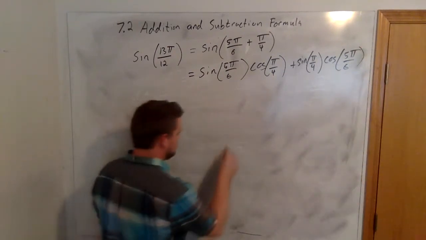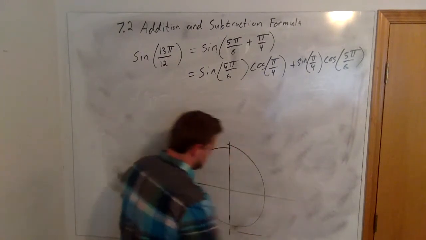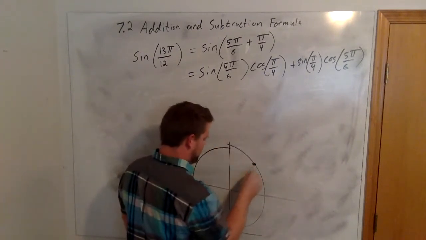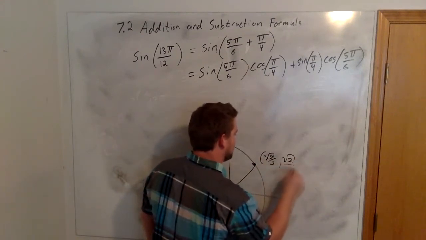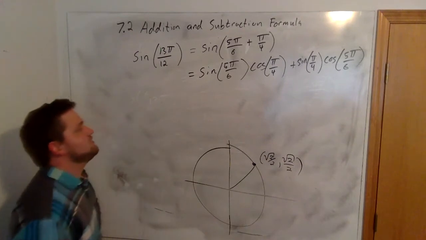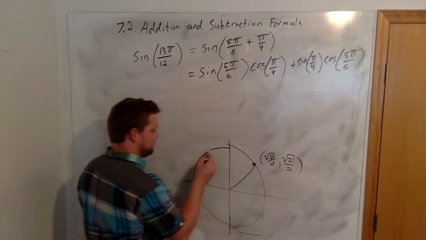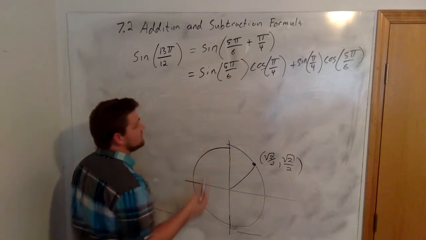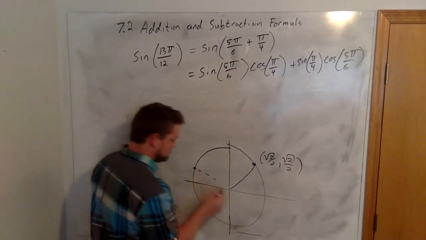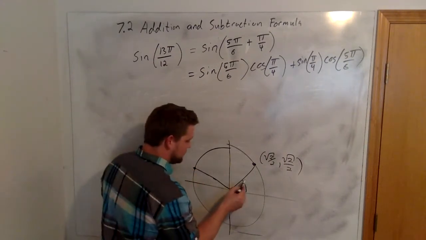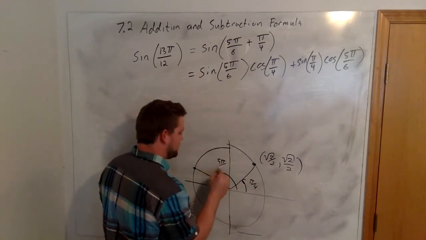Okay, let's think about this on the unit circle. Okay, where are we at? Well, at pi over 4, that's right here. Again, that's root 2 over 2 and root 2 over 2. Okay, 5 pi over 6, where are we at? You could count 5 increments of pi over 6: 1, 2, 3, 4, 5. Or you could think of being at 6 pi over 6, or being at pi, and taking away 1. So here, this is pi over 4. This is 5 pi over 6.